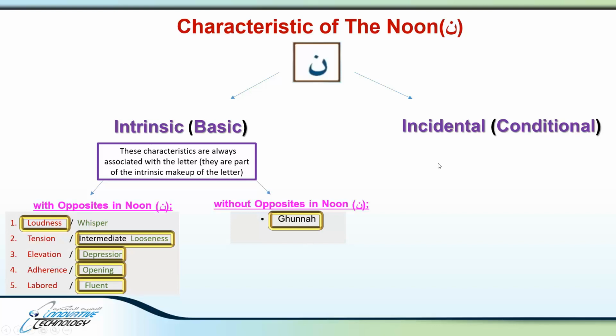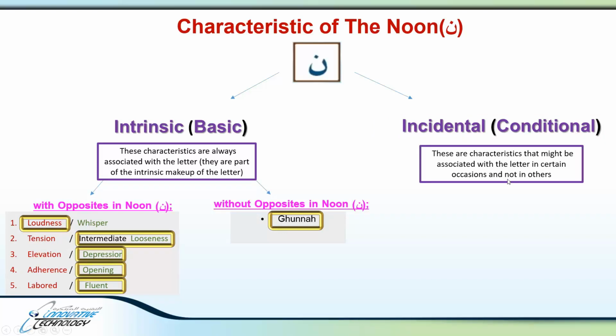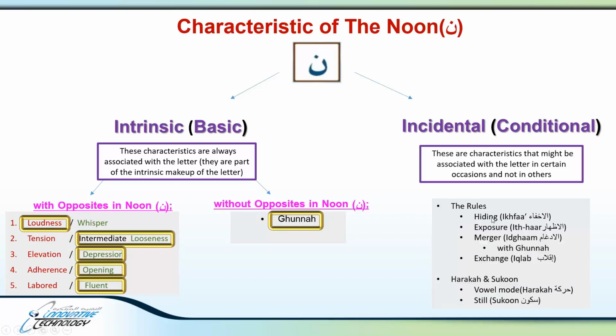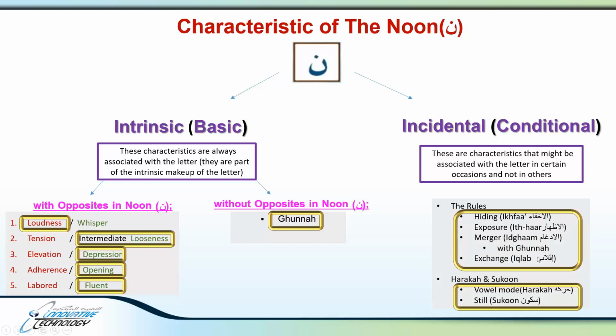Now, as a conditional characteristic, the Nun can be modified based on what's following it, either into Ikhfaa, hiding, Ith-haar, exposure, Idghaam, merger, or Iqlab, and it can be given either haraka or sukoon. Ghunnah also can be a conditional characteristic upon exaggerating it or giving more stress on the ghunnah compared to the natural ghunnah which comes with the intrinsic characteristic of the Nun.